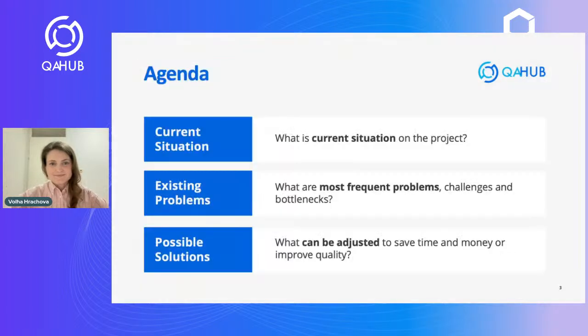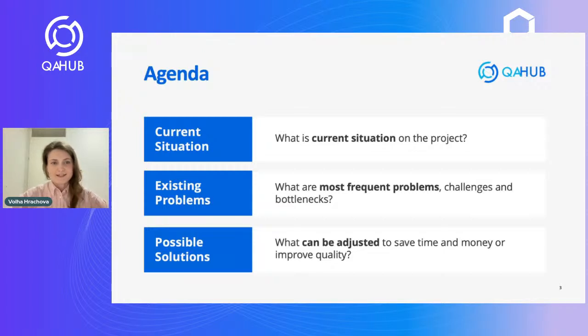And let's get started. Today, we're going to discuss how to adjust testing processes, and to be able to perform these activities, we should start with asking ourselves two main questions. The first one, what is the current situation on the project? Then we should analyze what are the most frequent pains, issues, problems, bottlenecks, challenges. And only after that we will be able to see how can we address those issues and what can be done to improve software quality.